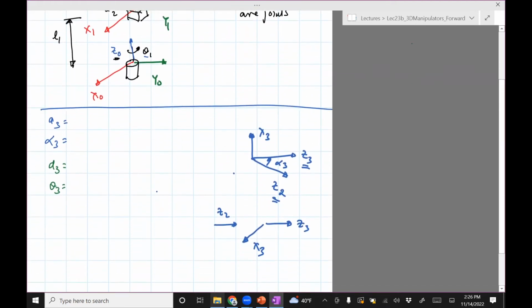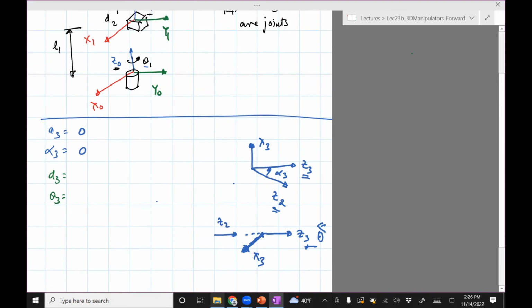Okay, so that should be enough to compute alpha 3. So z2 and z3 are collinear, and so the angle made between those two about the x3 axis is going to be 0. Alpha 3 is 0. a3 is the distance between z2 and z3 about the x3 axis. If you look at it from here, you see that this is in the same line. So the distance along x3 is going to be 0. Okay, so that was fairly straightforward. Let's do d3 and theta 3 now.